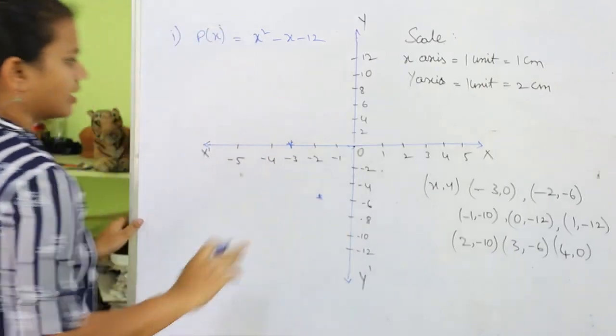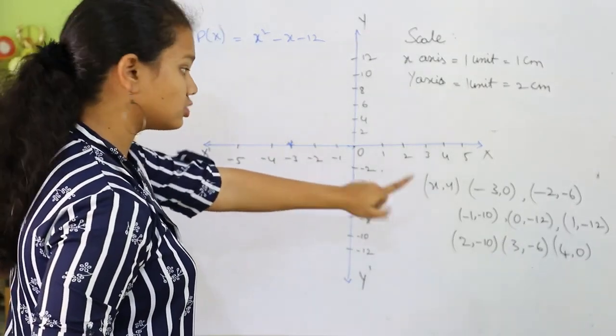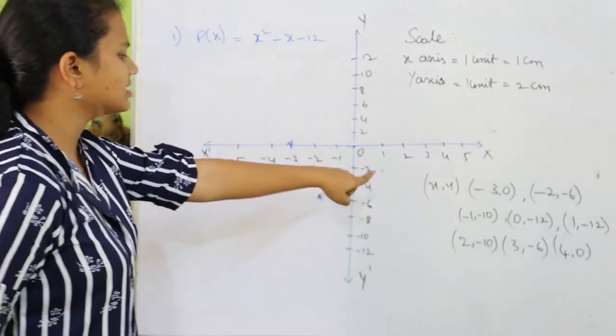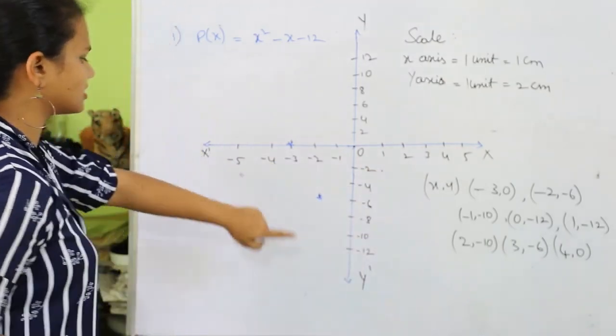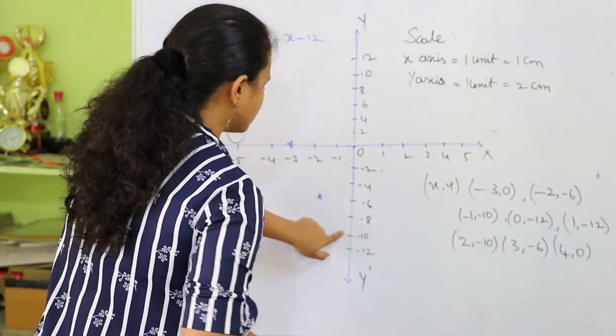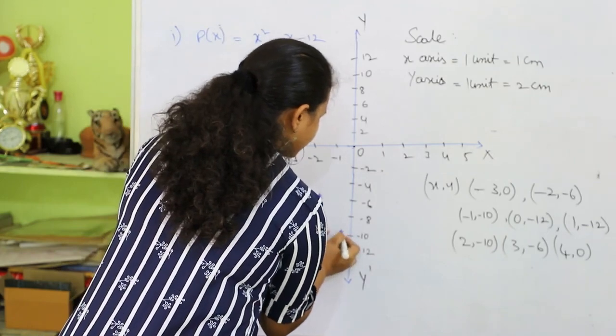This will be the point. Next, what is minus 1 comma minus 10, sorry. Minus 1 is at x-axis and minus 10 is at y-axis. So x-axis minus 1, y-axis minus 10. So here the point would lie somewhere over here.